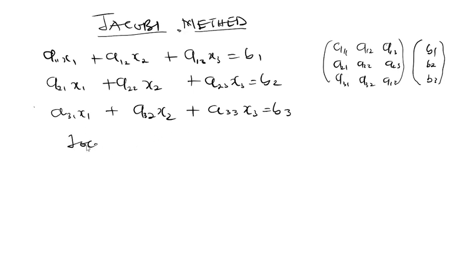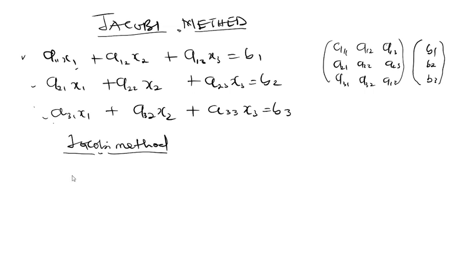In the Jacobi method, what we do is in each equation, the first one we are going to make x1 the subject, the second one we are going to make x2 the subject, and the third one we are going to make x3 the subject.